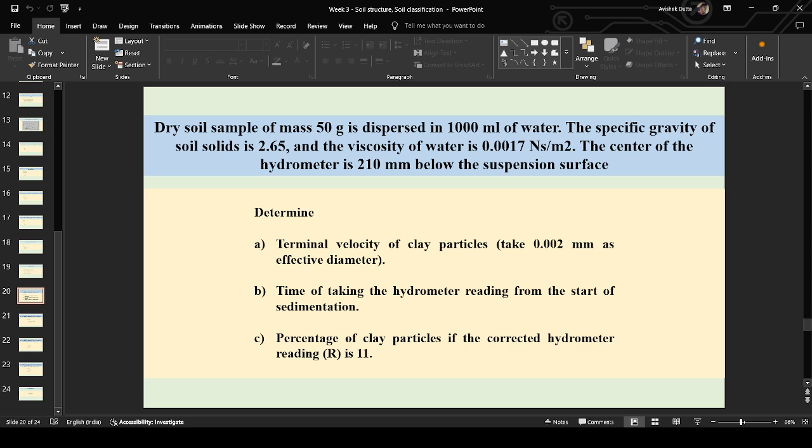Part C is percentage of clay particles if the corrected hydrometer reading is 11. Now there is a corrected hydrometer reading which is used to find out the actual number of clay particles deposited at the center from the suspension surface. So what is that percentage if the corrected reading is 11?